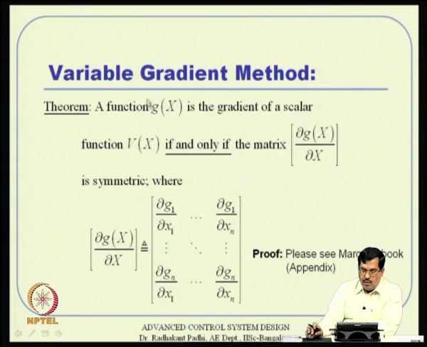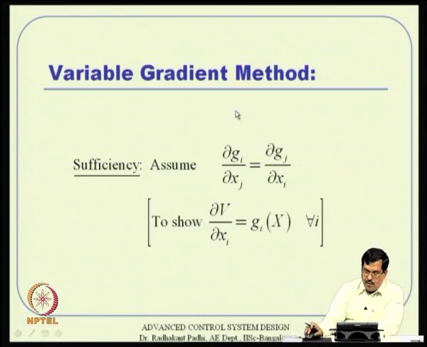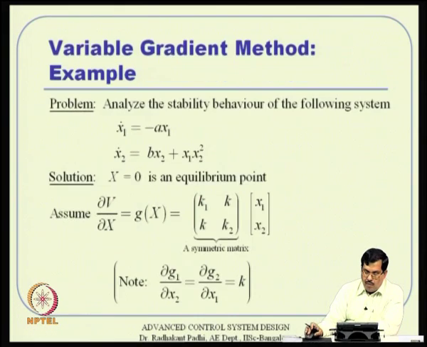A function g of x is the gradient vector of a scalar function if and only if the matrix is symmetric. That means you have to select a g of x such that this matrix del g by del x is symmetric, that is all you have to do, and certainly it will lead to a Lyapunov function sort of thing later. So, that is what you need to do here. Okay. So, let us see that through an example.